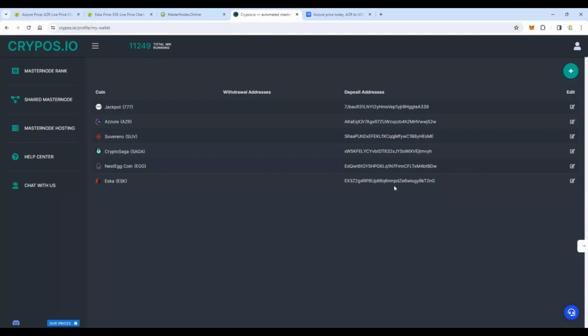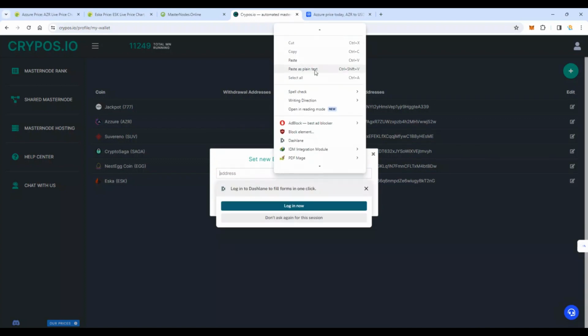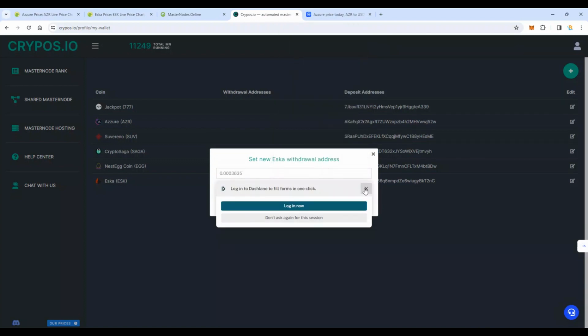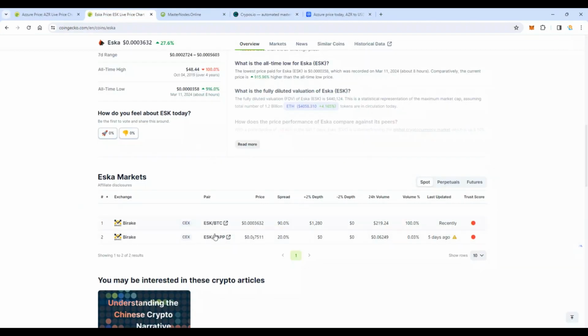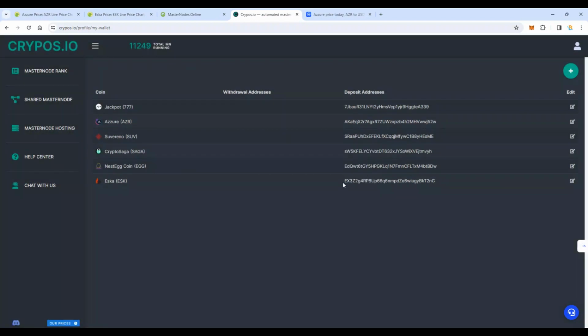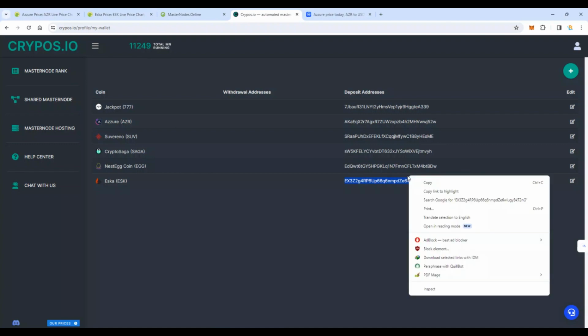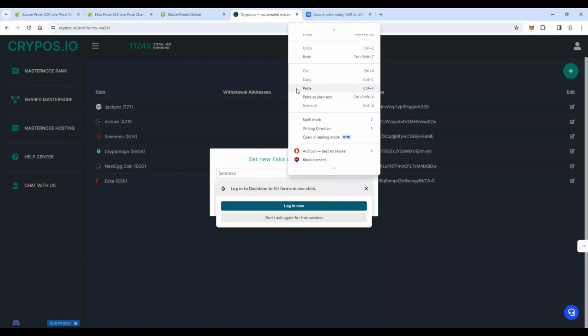This is the deposit address. The withdrawal address, we haven't added it, so we can add it here. The withdrawal address is where the earnings will go. So you can paste the address there. Now we don't have the address, but if we had the Byrek exchange, we would have copied the address. But just to show you how it's done, let's assume this is the Byrek deposit address. We copy that, we edit, we come and paste the address there.